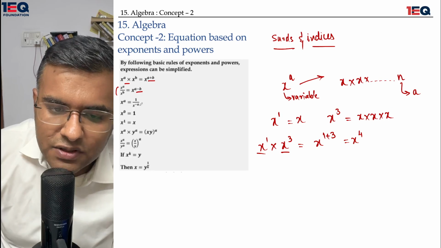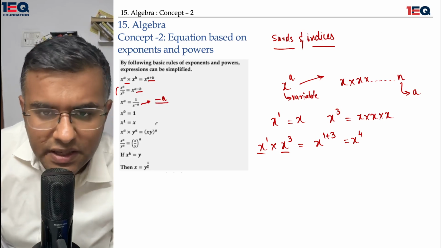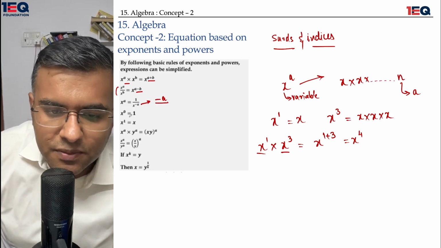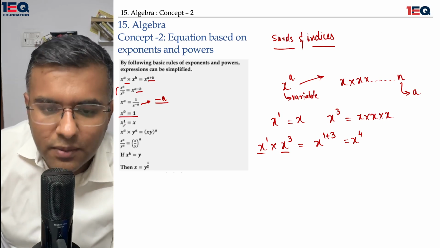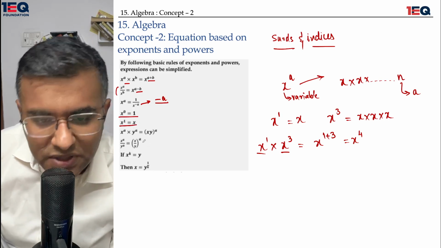Whenever there is an inverse operation, the power takes the negative sign. The power takes a negative sign whenever there is an inverse operation. Anything raised to the power 0 is equal to 1. Anything raised to the power 1 is equal to itself.